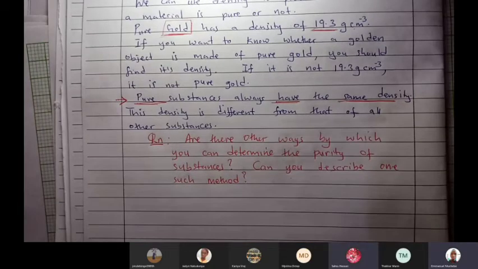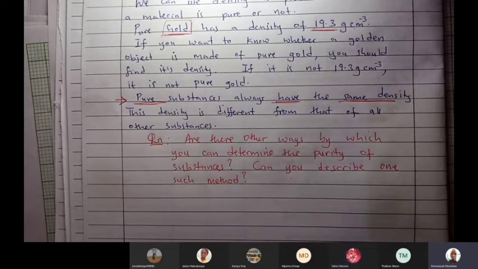So there's a task there that's saying, are there other ways by which you can determine the purity of substances? Then they're saying, can you describe one such method? Who has another method there, if you are to determine the purity?